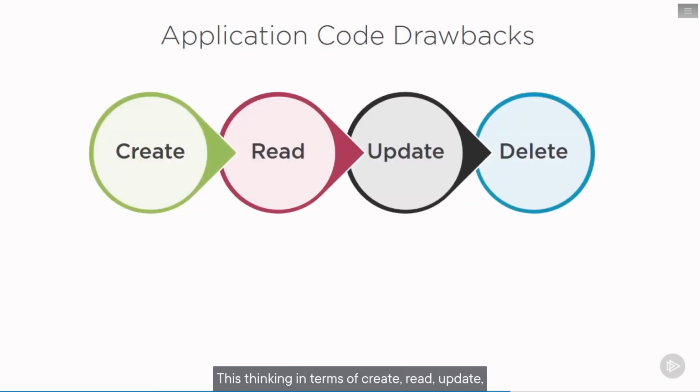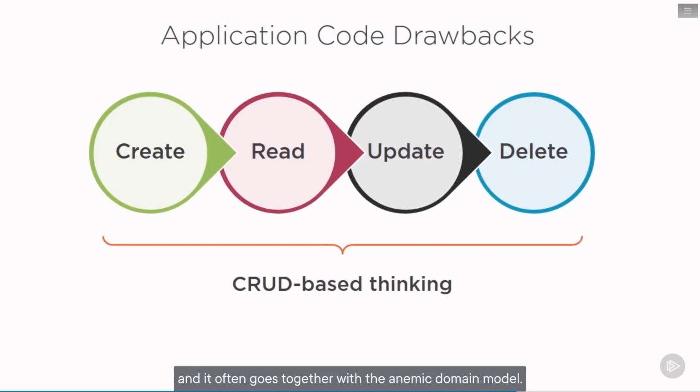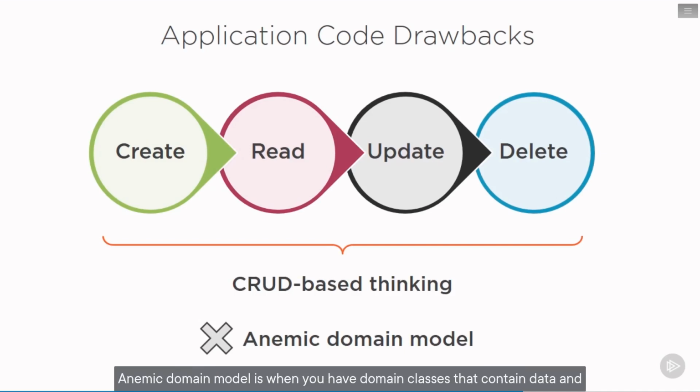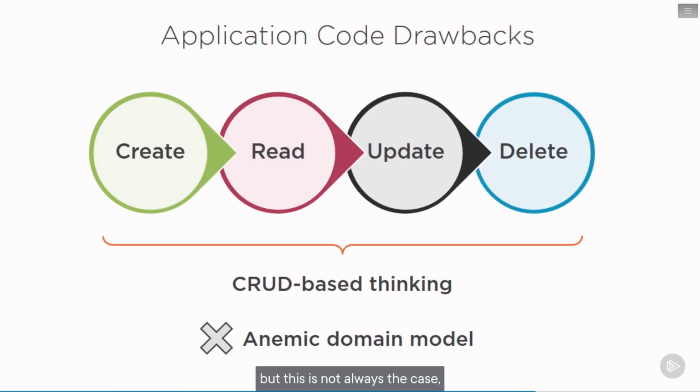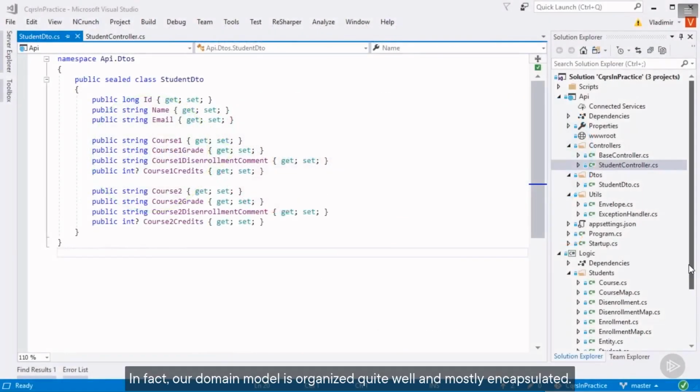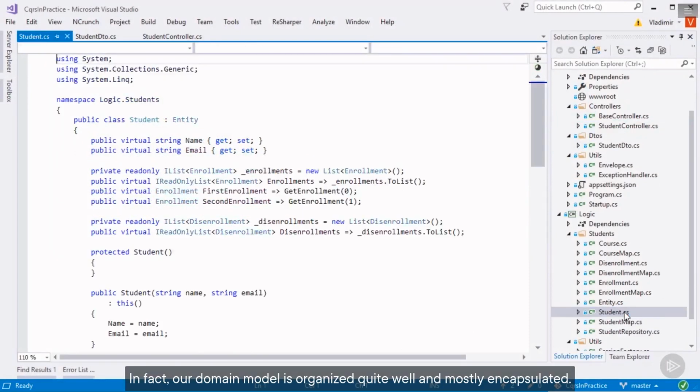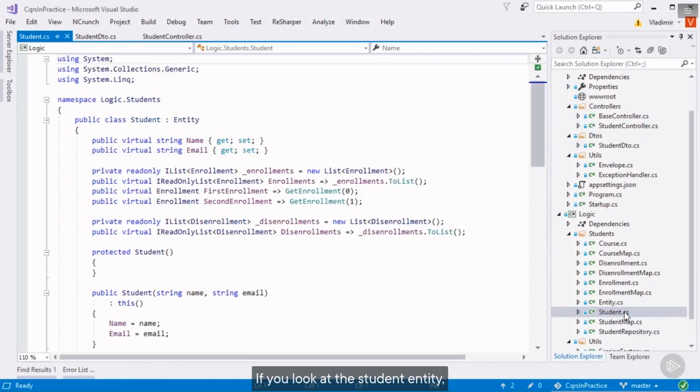This thinking in terms of create, read, update, and delete operations is called CRUD-based thinking, and it often goes together with anemic domain model. Anemic domain model is when you have domain classes that contain data and services classes that contain operations upon this data. But this is not always the case, and it's certainly not the case in our situation. In fact, our domain model is organized quite well and mostly encapsulated.